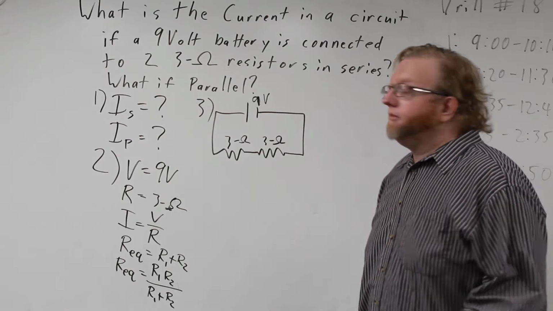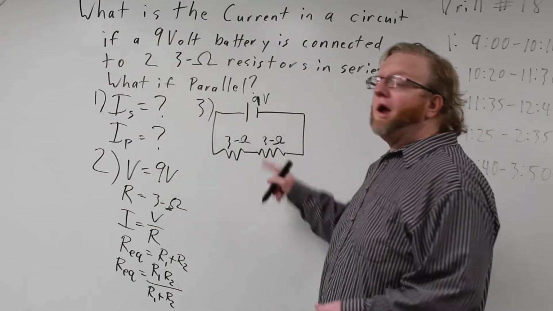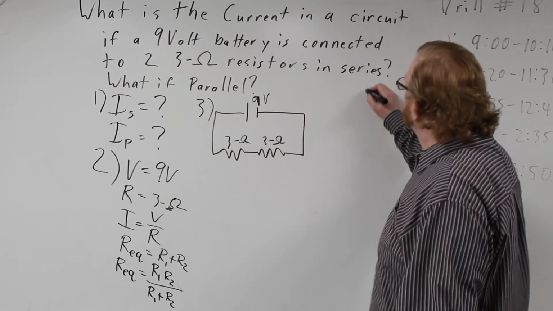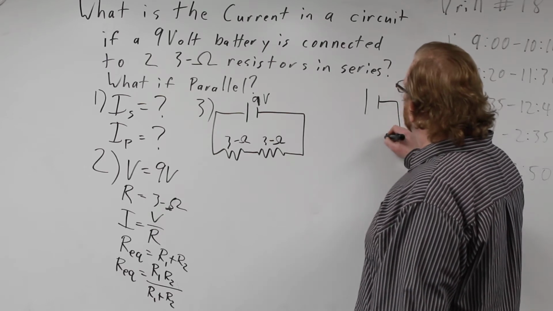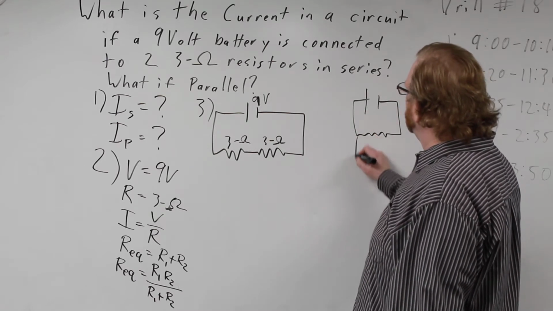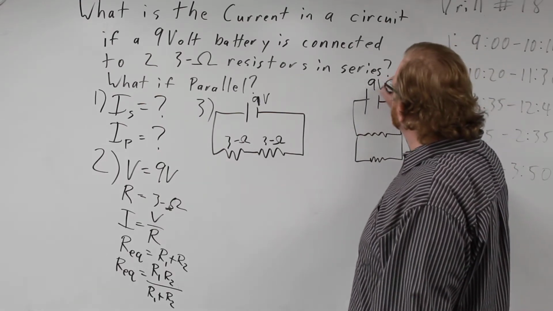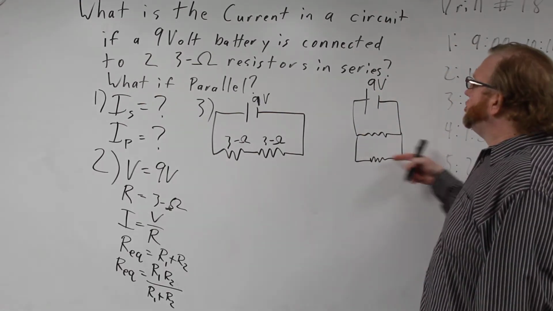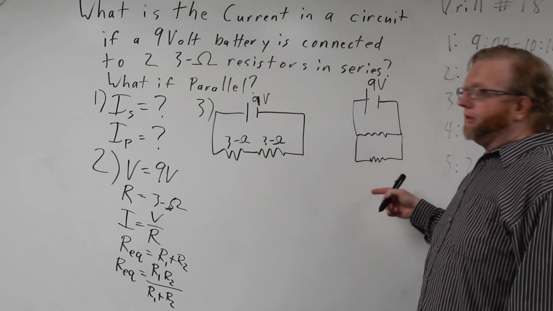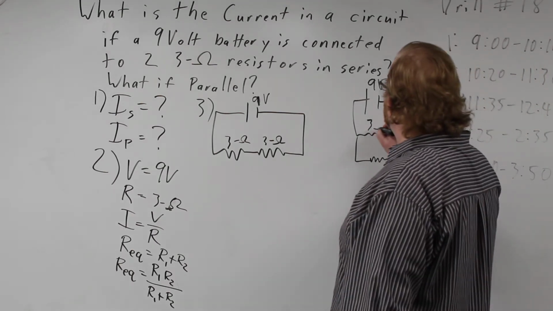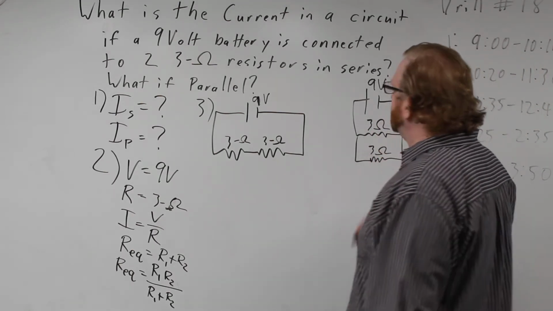The other setup, this is for the series. For a parallel setup, we've still got our major setup here, or I should say, we've still got our voltage source up at the top of 9 volts. Then we've got these two lines running in parallel to each other. So this is now going to be 3 ohms and 3 ohms.